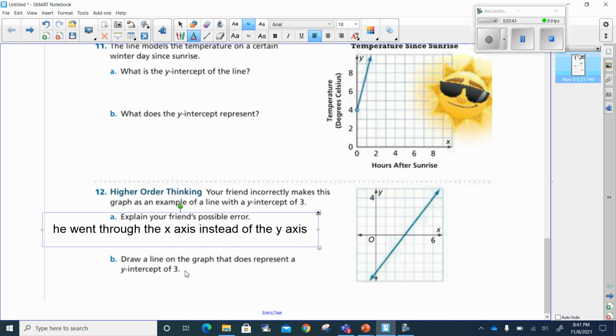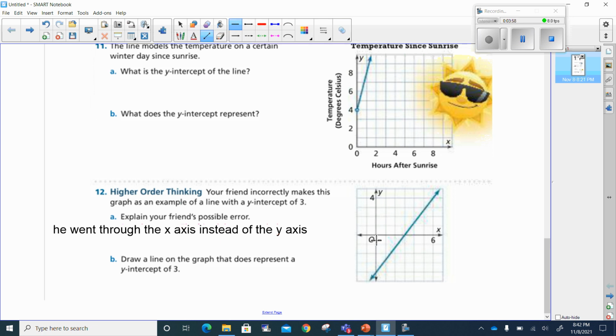And draw a line on the graph that does represent a y-intercept of 3. Well, if I was going to go ahead and make this and say that the y-intercept is 3, well, any line that's passing through 1, 2, 3. So I can say this line right here, right, would be a line. And if I wanted to, I can keep making it just like that. And that would be a y-intercept of 3.